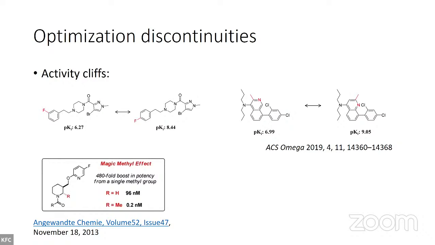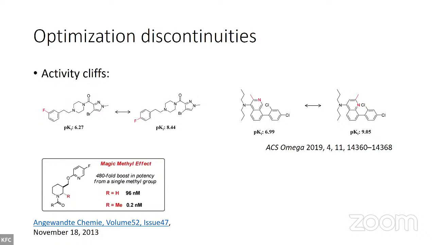Okay, I have 2 more things to mention. And these are optimization discontinuities. When we are moving through chemical space, we can hit a wall. What this means is that we have a sudden huge increase or decrease of activity. And this is called an activity cliff.